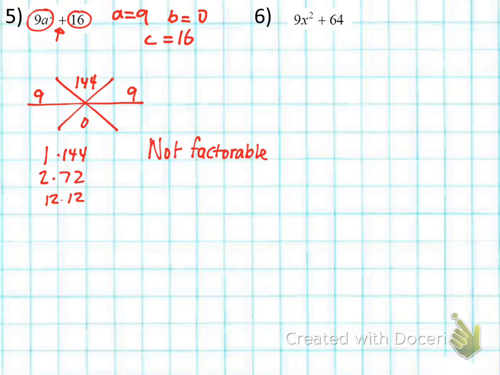So what's your answer again? Okay, so tell your neighbor, why is this not factorable? Really quick. Ready, set, go. Okay, good. Number 6, by yourselves. Ready, set, go.